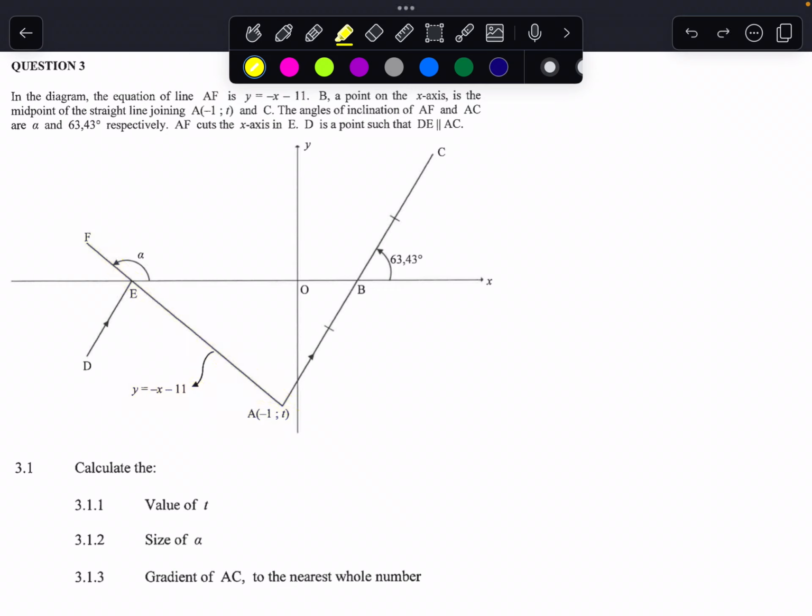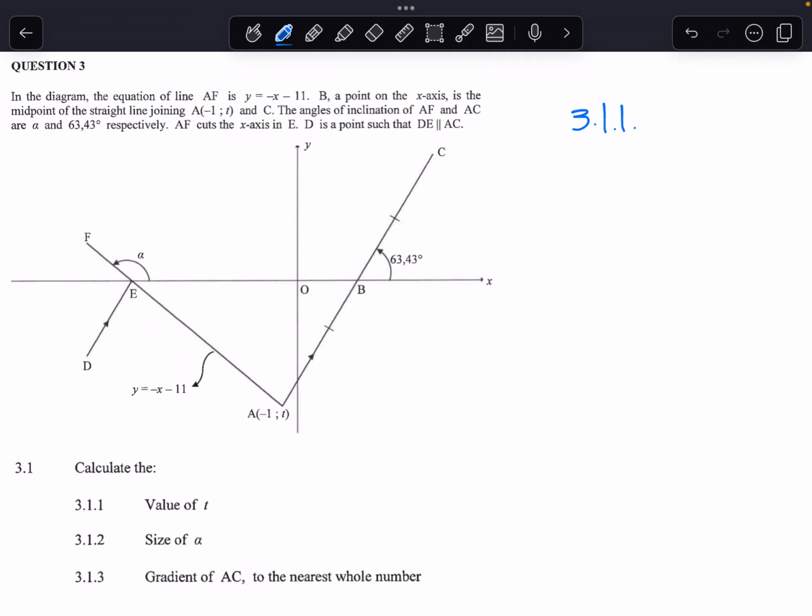Right. So for 3.1.1, we are going to say t is equal to negative 1, which is our x, minus 11. So that is positive 1 minus 11, which gives us negative 10. So the value of t is negative 10.